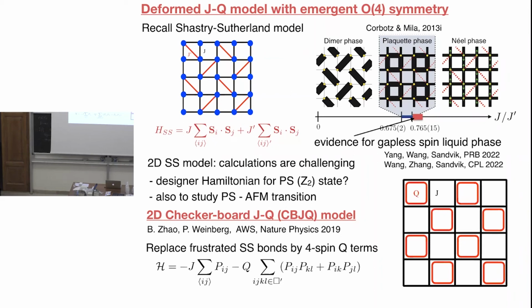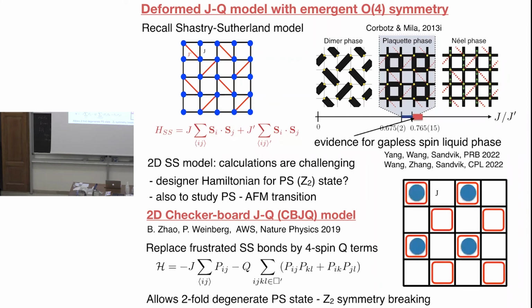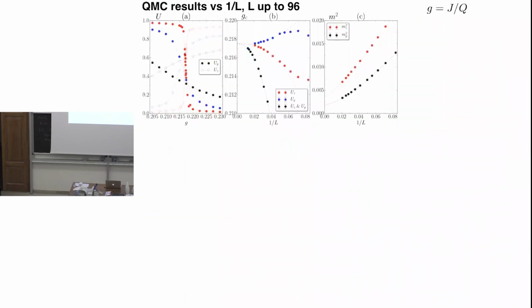So you take the Shastry-Sutherland lattice, but instead of these diagonal couplings, you put Q terms there. So now you can see that this is really amenable to 2-fold symmetry breaking. You can have singlets forming on those or on those, right? So this is what we studied there, and we found something which was very surprising.